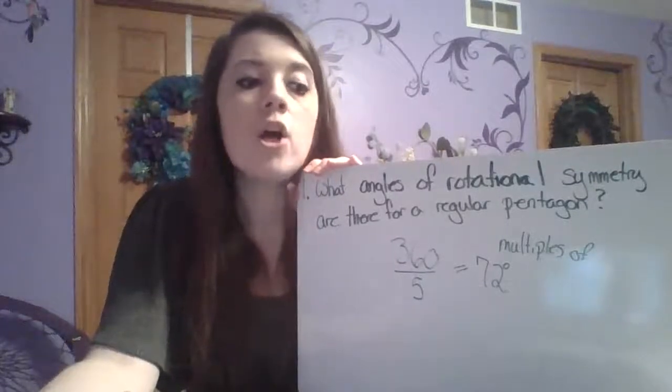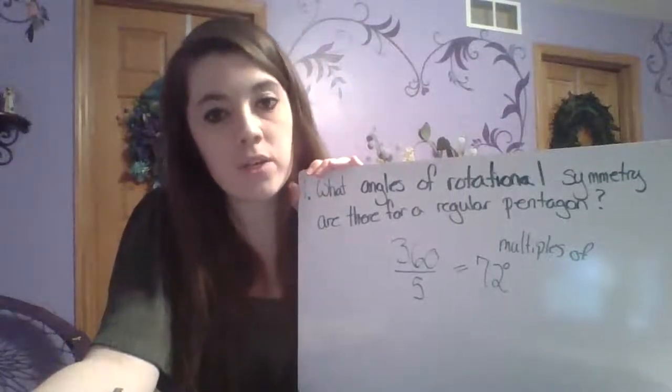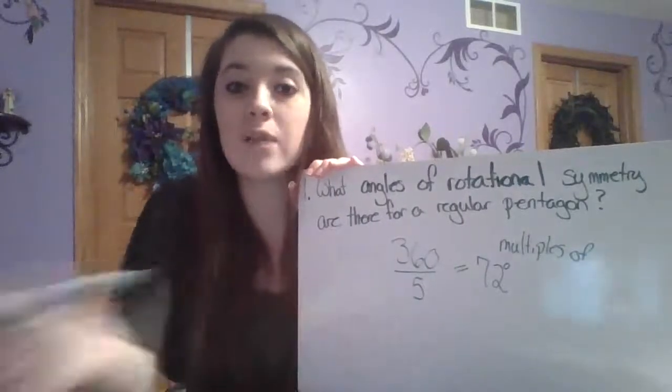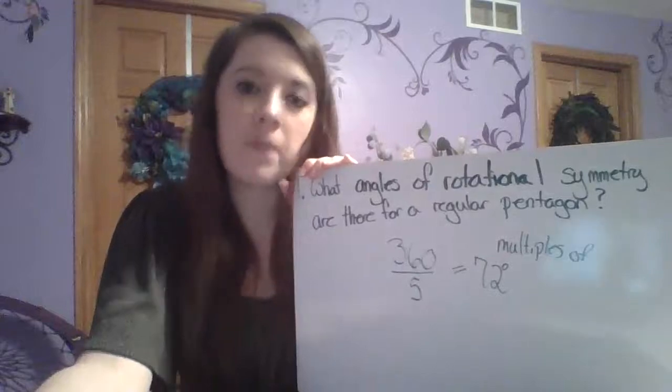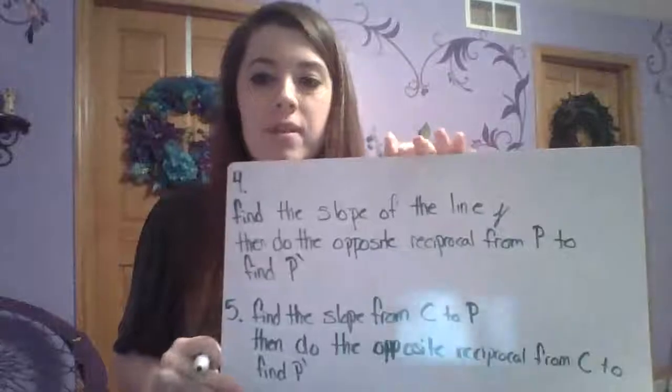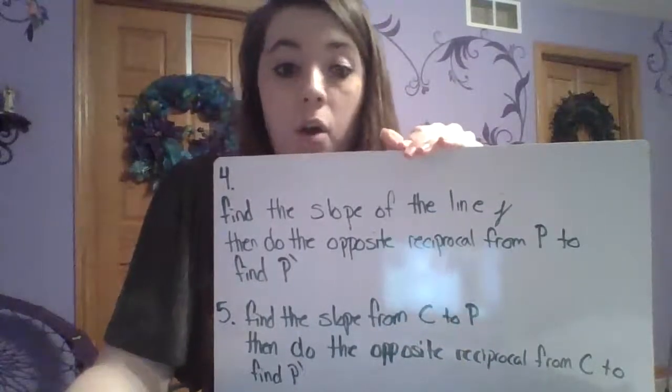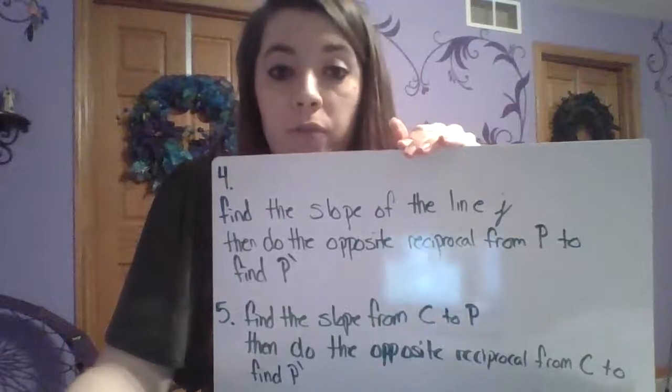For the third one, you have the angle of rotational symmetry, and what you're trying to find is the number of sides. So you're doing this process in reverse. All right. For problems 4 and 5, these are transformations. You're given 2 graphs, one for 4, one for 5.